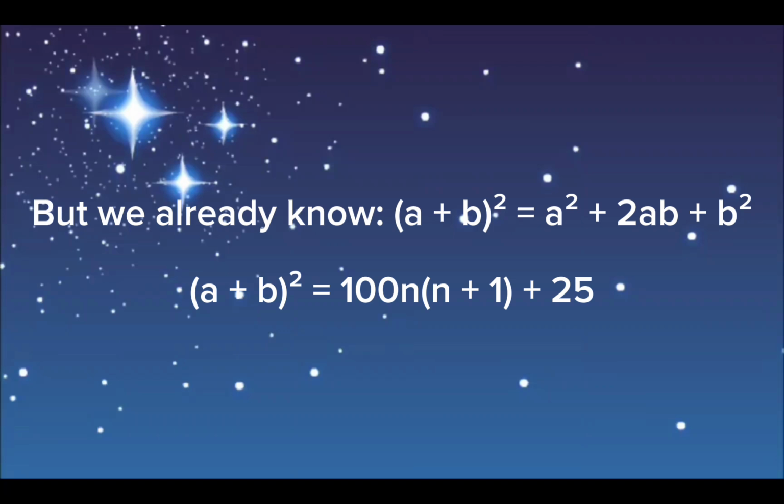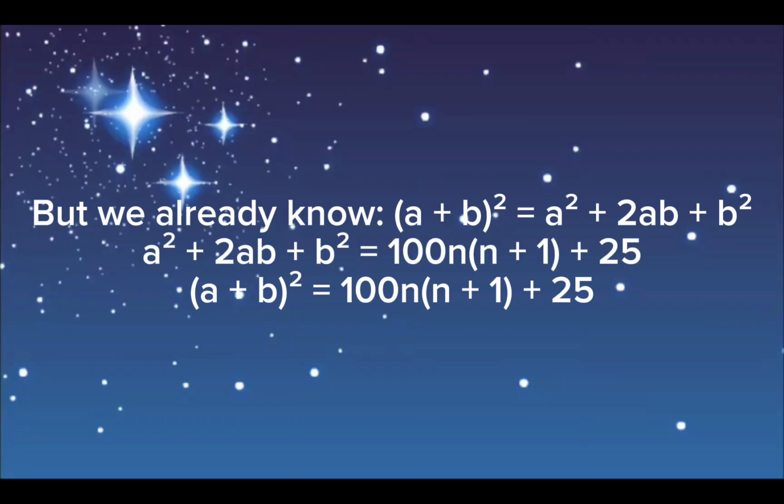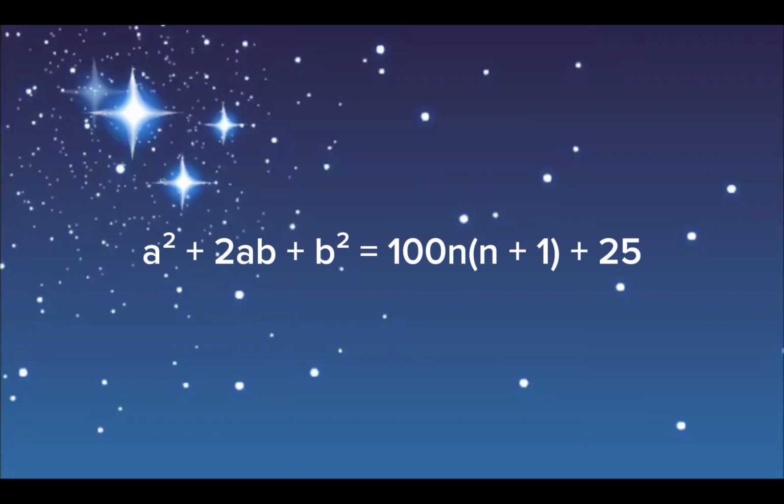So it seemed the ending-in-a-5 shortcut wouldn't make sense for the base. But let's assume (a + b) squared were to equal 100n times (n + 1) plus 25. If that were the case, then that also means a squared plus 2ab plus b squared equals 100n squared plus 100n plus 25. To make things less confusing, we will distribute 100n into n and 1, so both sides have 3 terms.